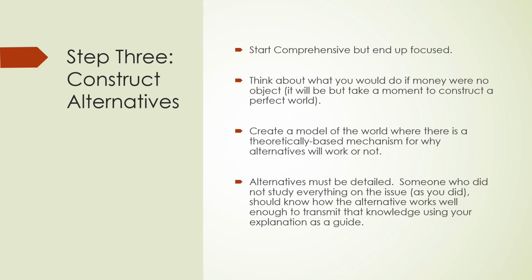So for step 3, you're finally going to start constructing alternatives. Now, the goal that Bardach suggests is to start comprehensive but end up focused. Start with a broad understanding of what it is you're trying to do, but then try to become as specific as possible. Think about what you would do if money were no object. Think about ways that you could construct an alternative where it perfectly solves the problem.